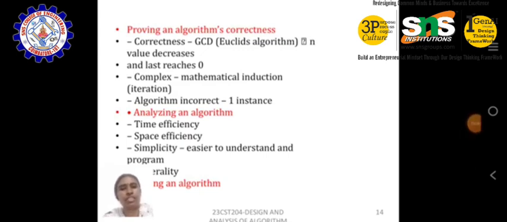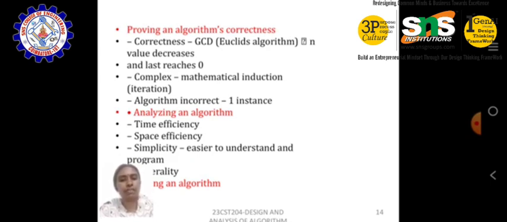Then edge cases and testing, like what they are and when to test the algorithm, and then iterate and refine. Start simple: begin with a simple approach that works even if it is not optimal, and refine it later. It is often easier to improve a working solution than to start from scratch.